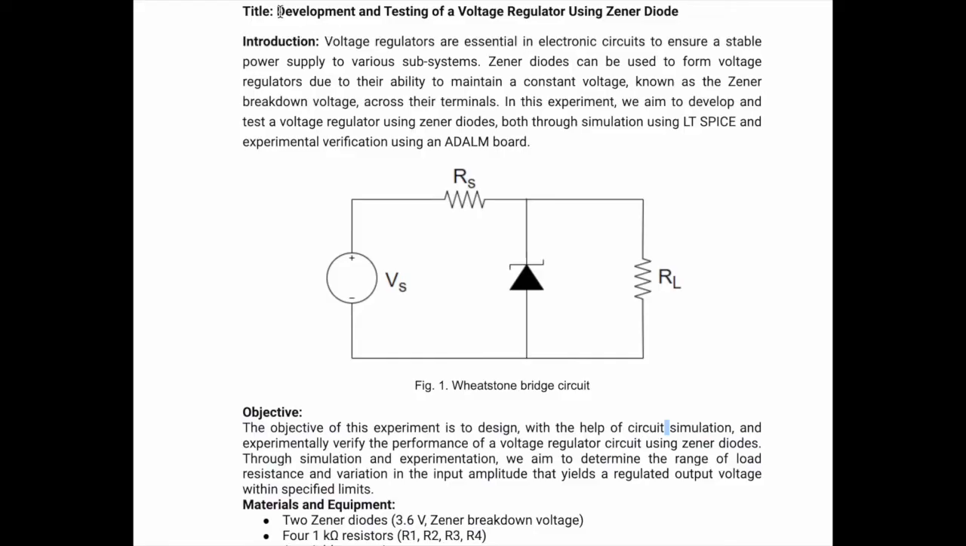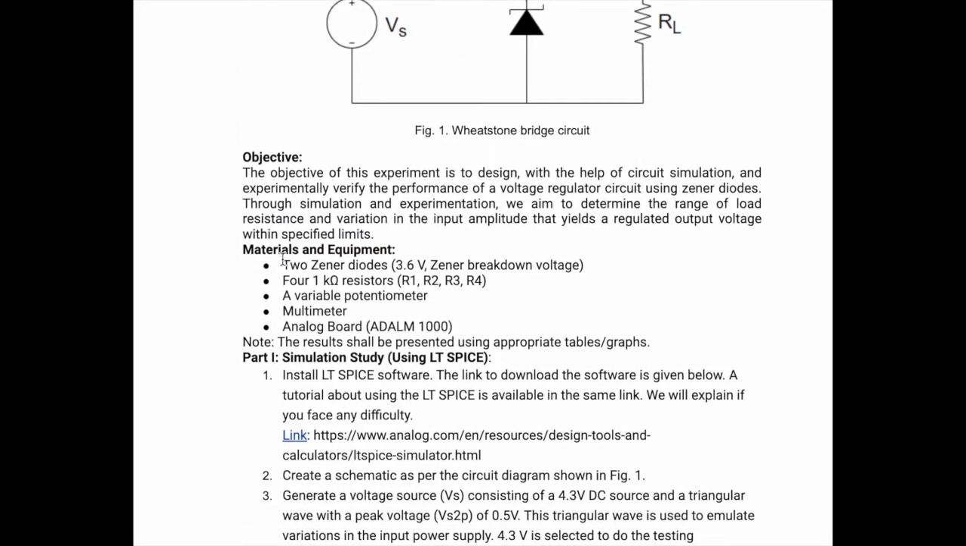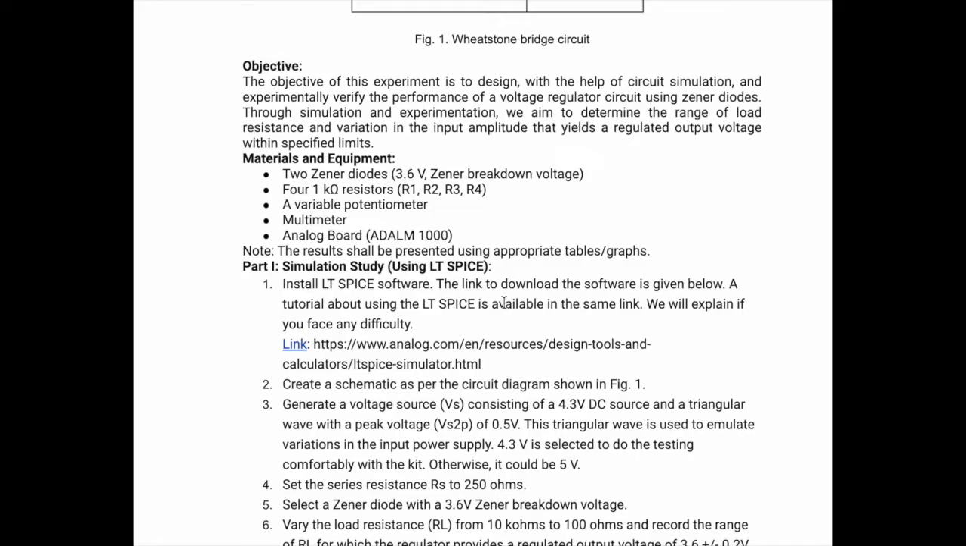In this experiment, I am going to develop and test a voltage regulator using a Zener diode. For this experiment, we require two Zener diodes with 3.6 volt Zener breakdown voltage, a variable potentiometer, a multimeter, and an analog port. We don't require the 1 kilo ohm resistor, so we will ignore this. In this experiment, we are going to do two parts.